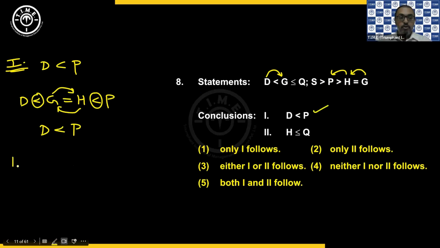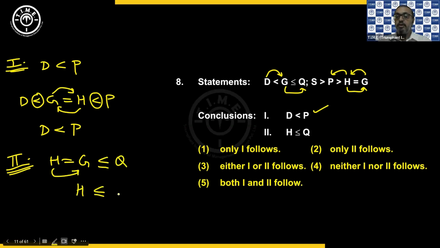Correct? Now conclusion 2, I have it between H and Q. So I need a relation between H and Q. So from H, I go to G in the forward direction, so equals G. And then from G to Q, which is less than or equals Q. So equal to is to replace. So I'll get H less than or equals Q, which is again a perfect match. So here I will have both 1 and 2 follow as the answer.